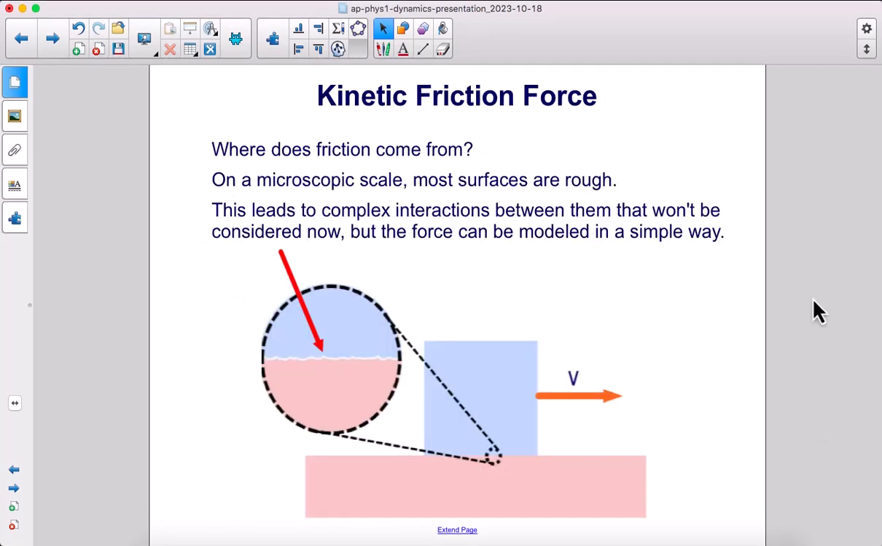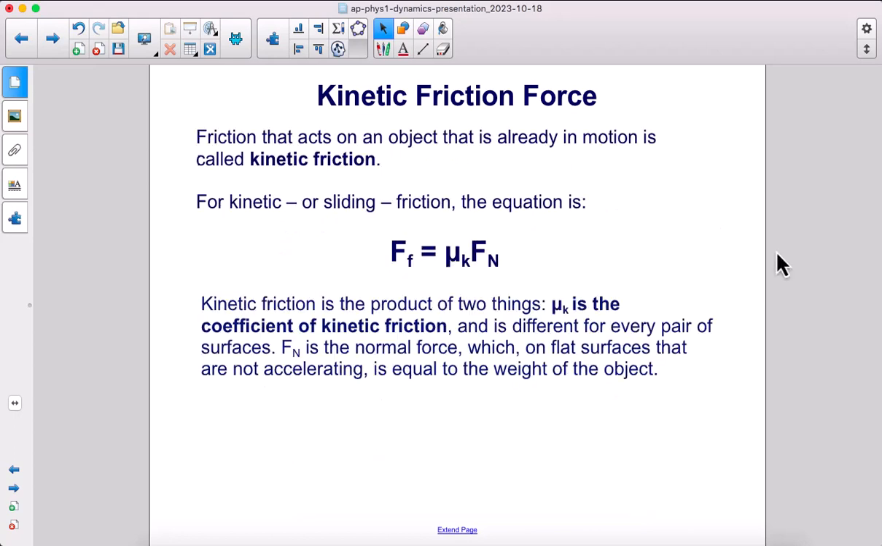Where does friction come from? On a microscopic scale, most surfaces are rough. This leads to complex interactions between them that won't be considered now, but the force can be modeled in a simple way. Friction that acts on an object that is already in motion is called kinetic friction. For kinetic or sliding friction, the equation is the force of friction equals mu sub k times the normal force.